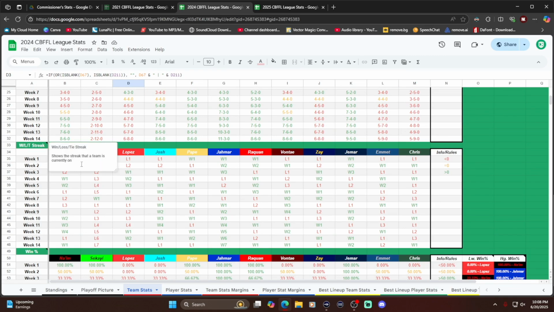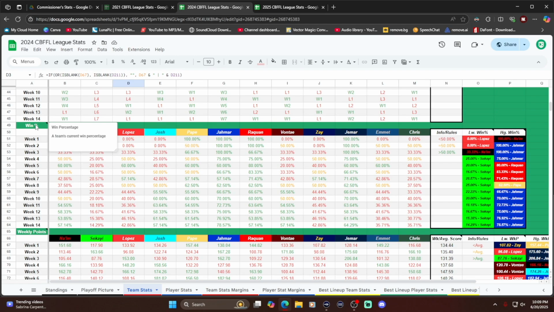win/loss/tie streak shows the streak that a team is currently on. Now, if you're on a losing streak, it's going to be red. If you're on a tie streak, it'll be yellow. If you're on a win streak, it will be green. So as you can see, the longest win streak of the regular season was actually owned by Jamar 2. He had a 7-game win streak. I think that might be the longest win streak, actually. I have to go check on that in the regular season. And as you can see, Sakai had a 7-game losing streak. Unfortunately, that's not the longest, I don't think. Of the season, yes, but all time, I don't think that is.